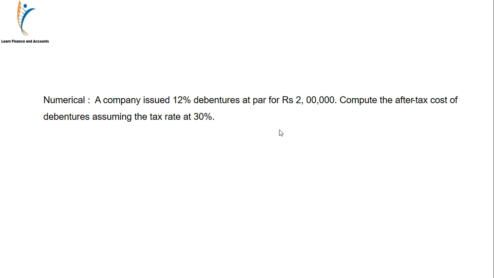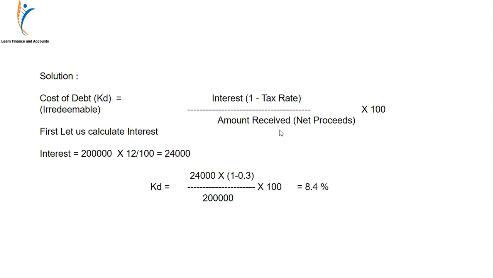Now, in this, the company has issued 12% debentures. This means the interest to be paid is 12%. For every debenture of 100 rupees, 12 rupees will be paid as interest. And the tax rate is 30%. Now, tax has to be taken into account because there is a tax saving on debt. So the solution, how do we calculate this question?